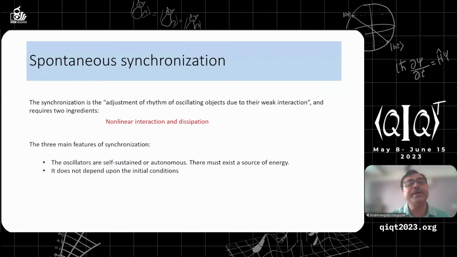It does not depend upon the initial conditions, like no matter whatever their initial oscillatory stage is, the two oscillators ultimately will end up being synchronized, and it is stable against small perturbations. So this is an important aspect of synchronization.